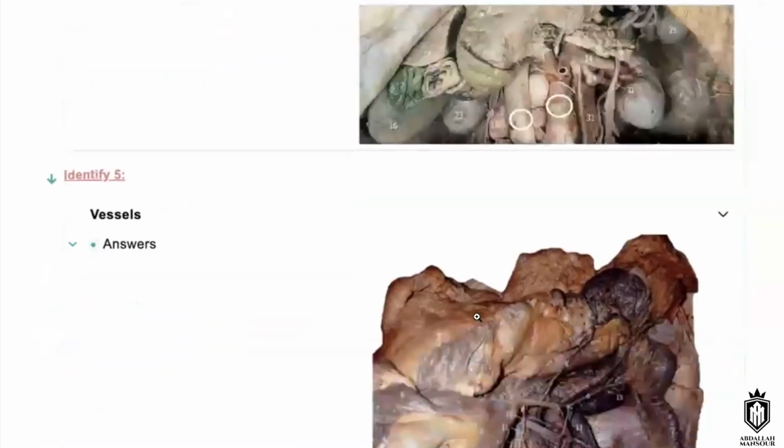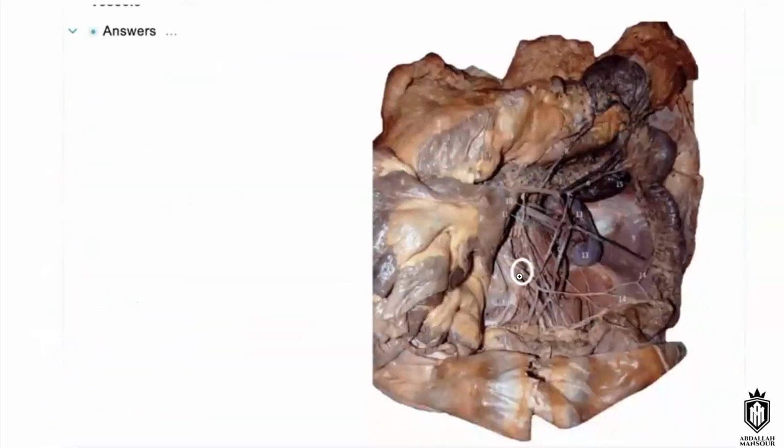And what about number 5 on this one? Again, pointing to it. One second, I'm just trying to zoom in. That is the inferior mesenteric artery. Inferior mesenteric artery, I agree with you. And you have all its branches here.